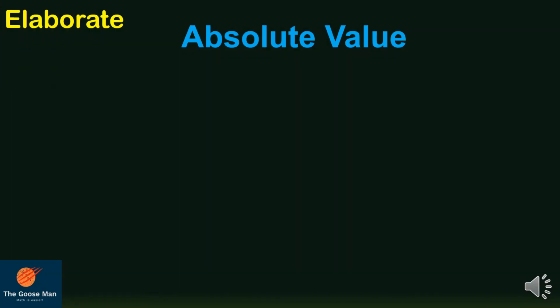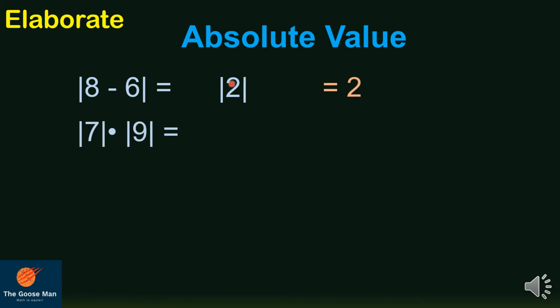Alright, since you have knowledge already on determining the absolute value, let's try more exercises. So absolute value of 8 minus 6. We will subtract first 8 and 6. So we will have now absolute value of 2, which is equal to positive 2. Next, absolute value of 7 times absolute value of 9. So take the absolute value of 7 as well as 9. So we have 7 times 9 is equal to 63.